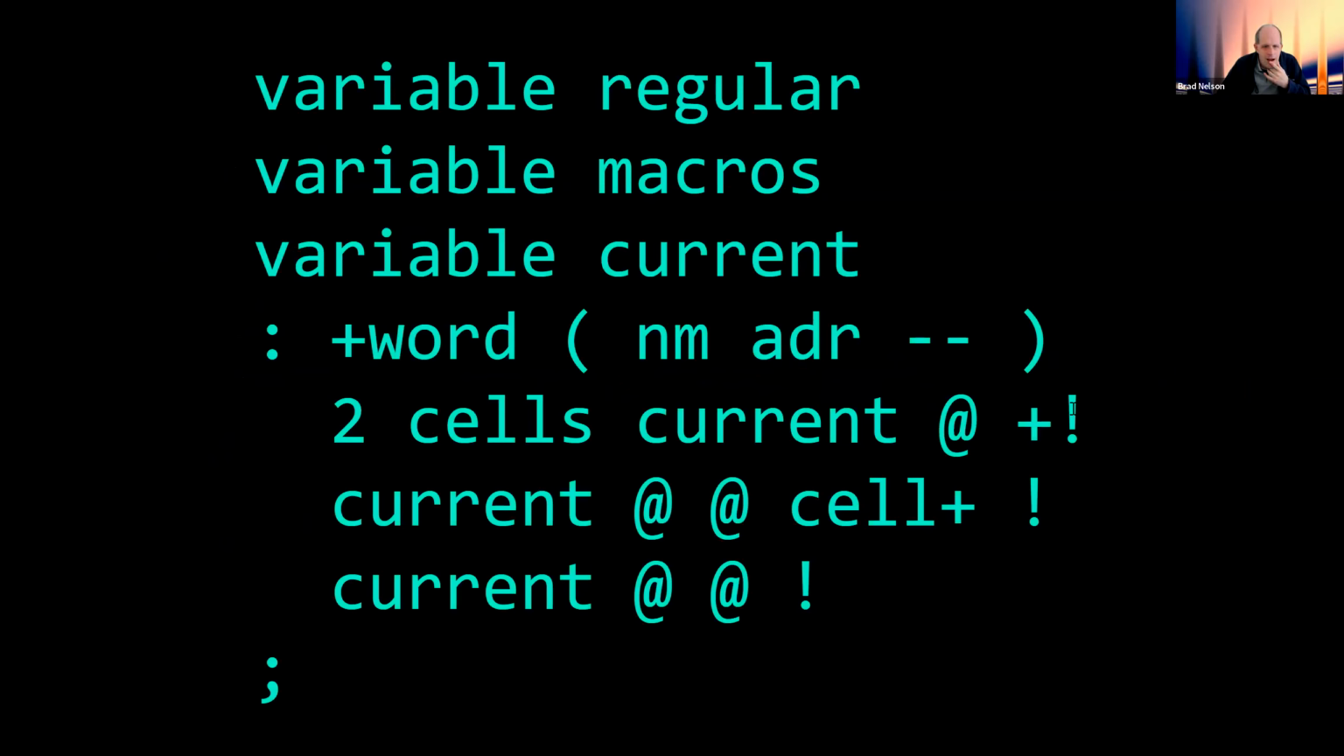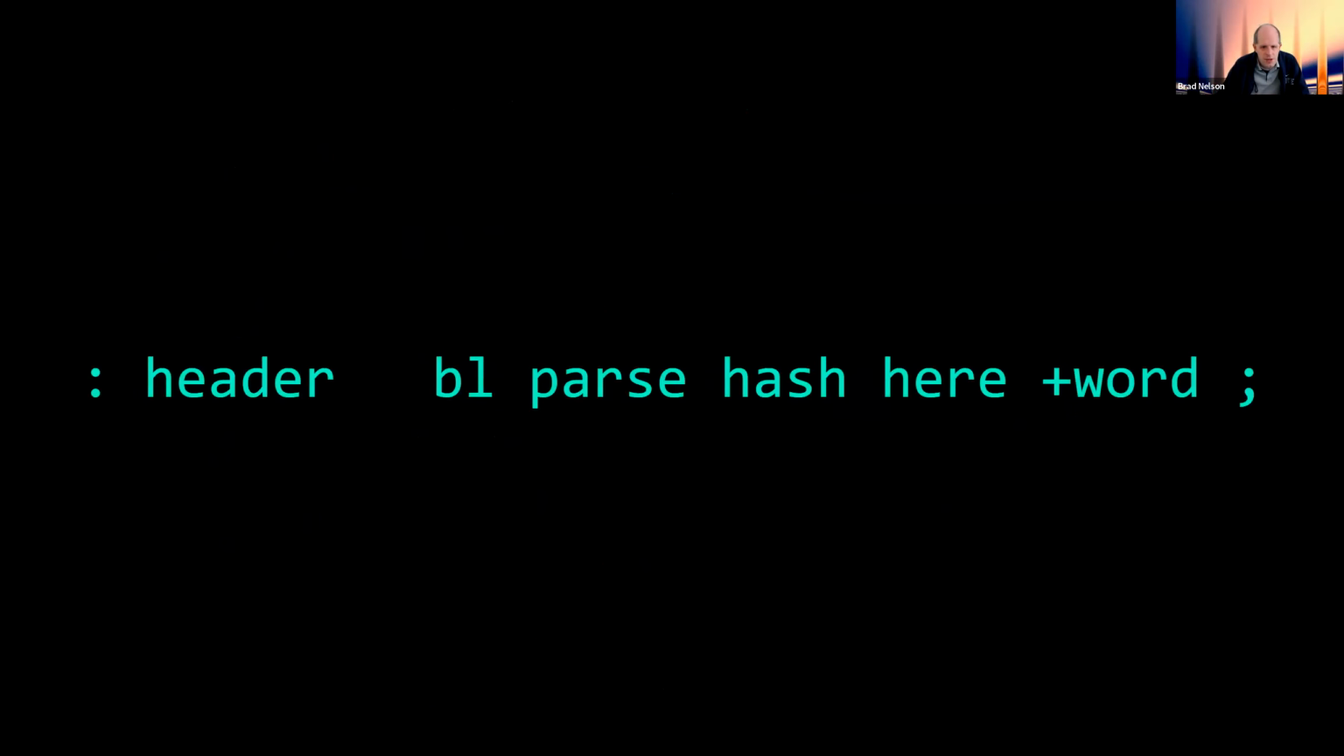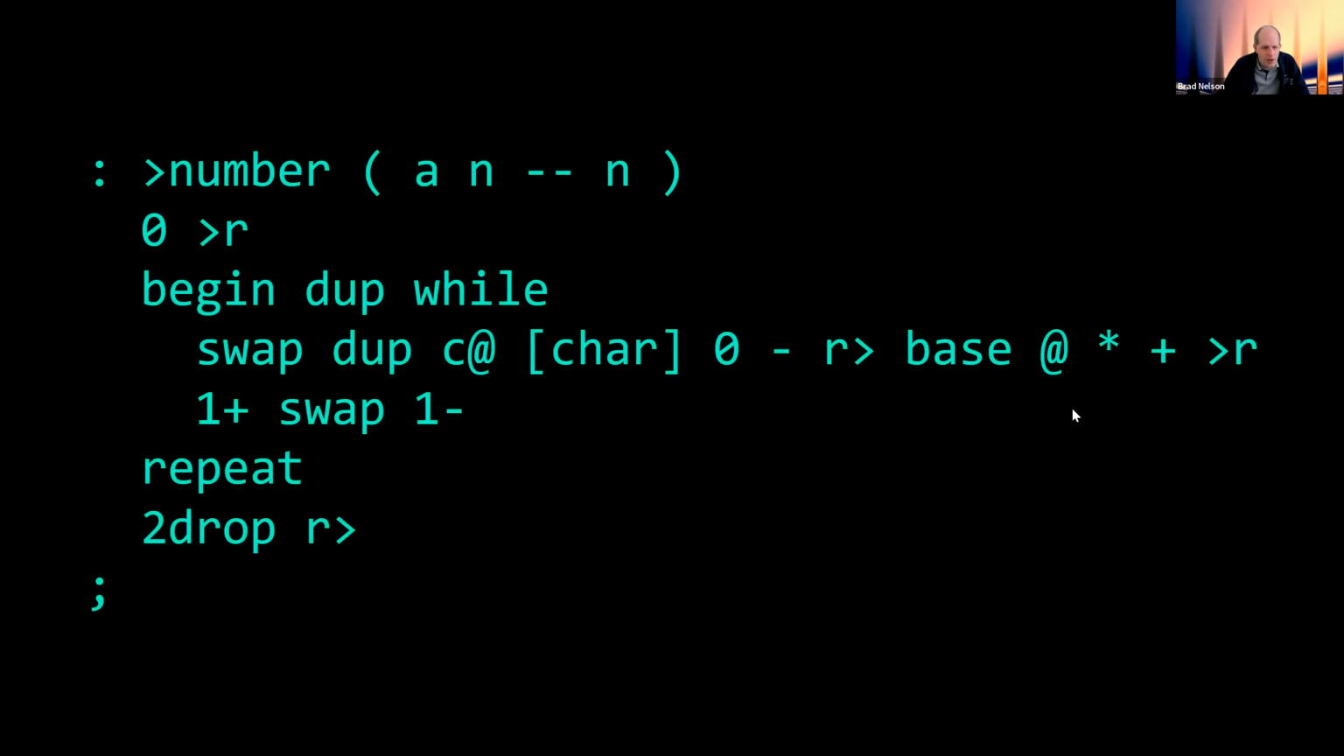And then I'm currently assuming I will be doing something with a regular dictionary, a macro dictionary, and then a current dictionary. And so this is a word to add a word into that dictionary. And then I set up some space for those two dictionaries, and set up references to them. And then I've got a word that will generate into those dictionaries. It will parse the next word in the input stream and add it to the dictionary, referencing the current location.